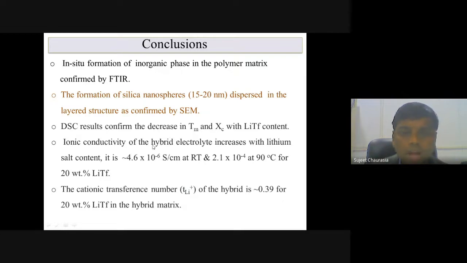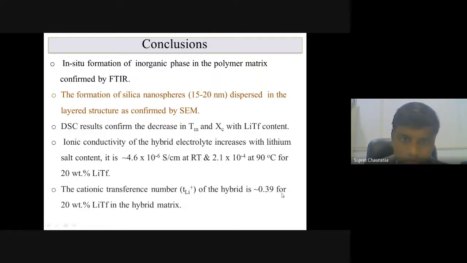Ionic conductivity of the hybrid electrolyte increases with lithium salt content. It is found to be 4.6 × 10^-6 Siemens per centimeter at room temperature and 2.1 × 10^-4 Siemens per centimeter at 90 degrees centigrade for the 28% loading of the lithium triflate salt.